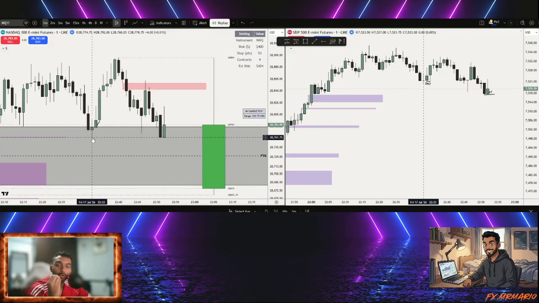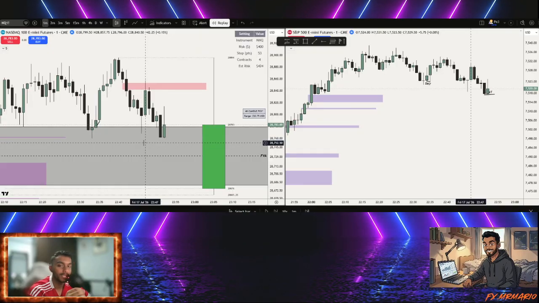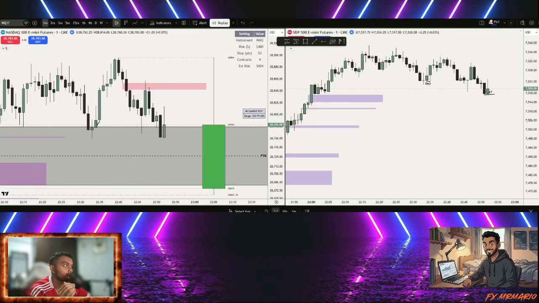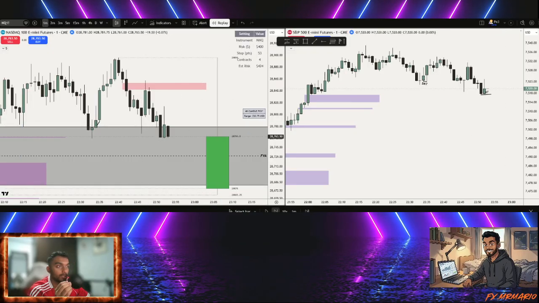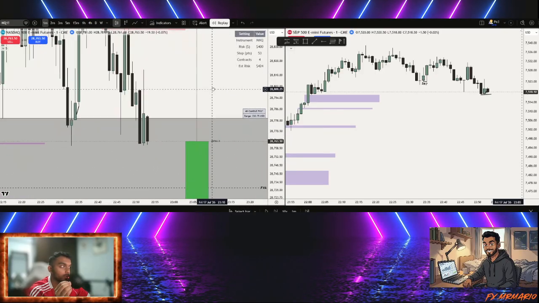Basically, it has to go lower than your first setup, right? And then form a SMT and then form a CISD. That's when you can look for a second setup, right? In this case, we had a second setup being formed right over here, right?